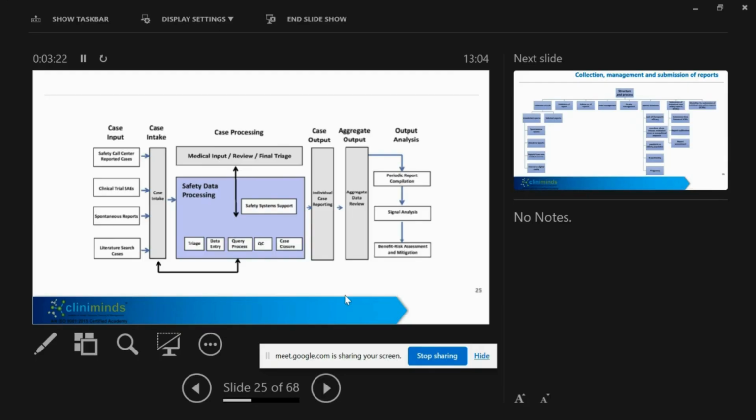Some of the organizations will have call centers which will be receiving information related to any adverse reactions to the products or product complaints, etc. So that is a source of input, and this again should be considered from the quality assurance point of view or from the audit or inspection point of view.